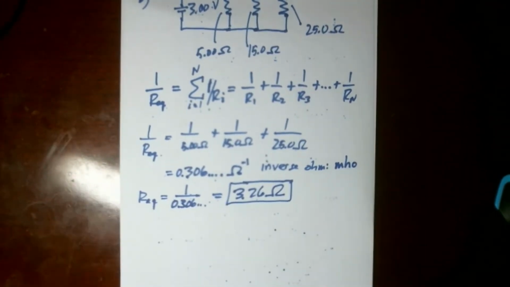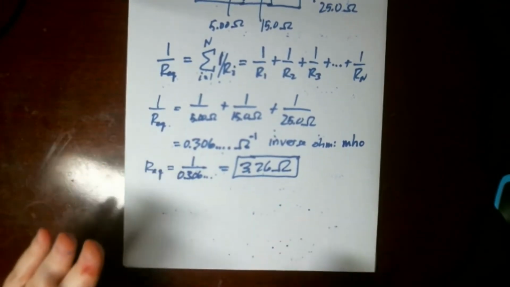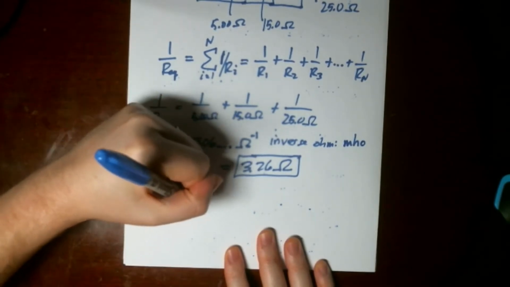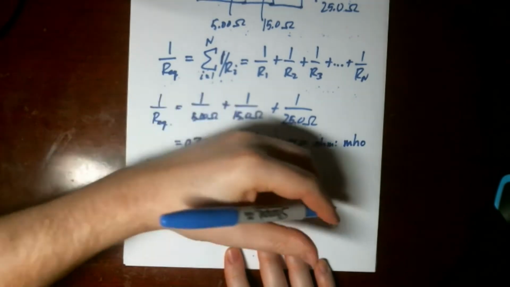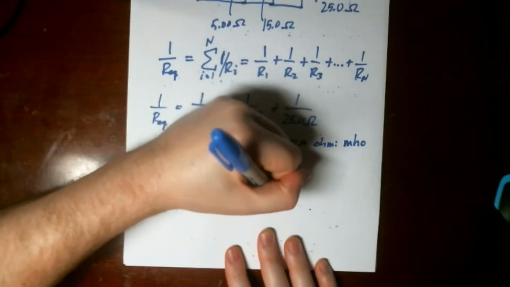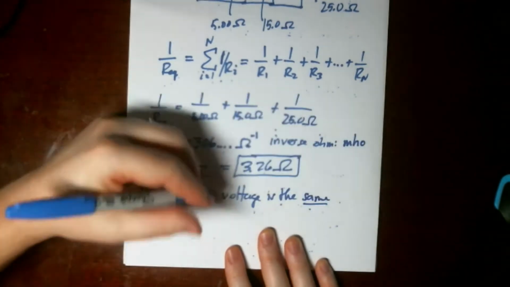So now we need to find the current through each resistor. And this is different in a parallel circuit than it is in a series circuit. That's because in a parallel circuit, the voltage is the same through each circuit element.